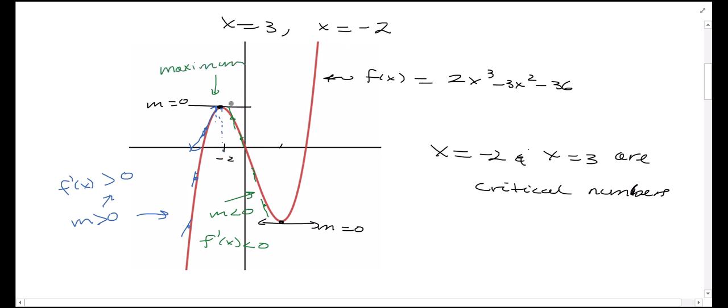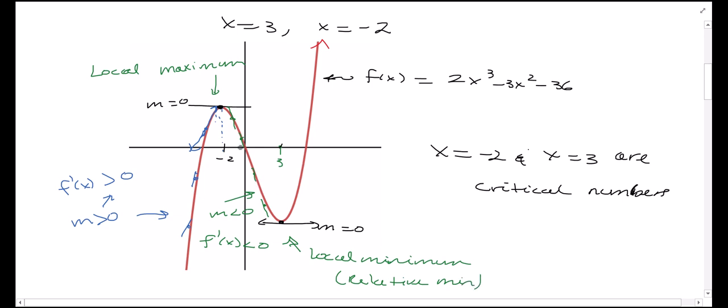But it's not the maximum value of the function, because notice that the function keeps going on forever, right? So then this is what we call a local max. Sometimes you'll see it called a relative max. And then here at x equals 3, you're going to have a relative min. So that is a local minimum, or also called a relative min.